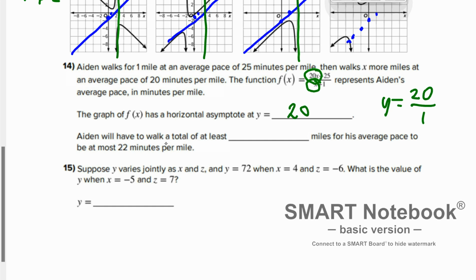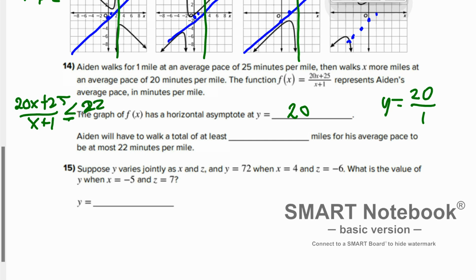Okay, Aiden will have to walk a total of at least how many miles for his average speed to be at most 22 miles per hour? So what we're doing is just taking this and setting his average pace at most 22 miles per hour, right? So at most. So this is his average rate, 20x plus 25 over x plus 1. And we want that to be at most 22. So we don't want to go over 22, right? So at most, so less than or equal to 22.